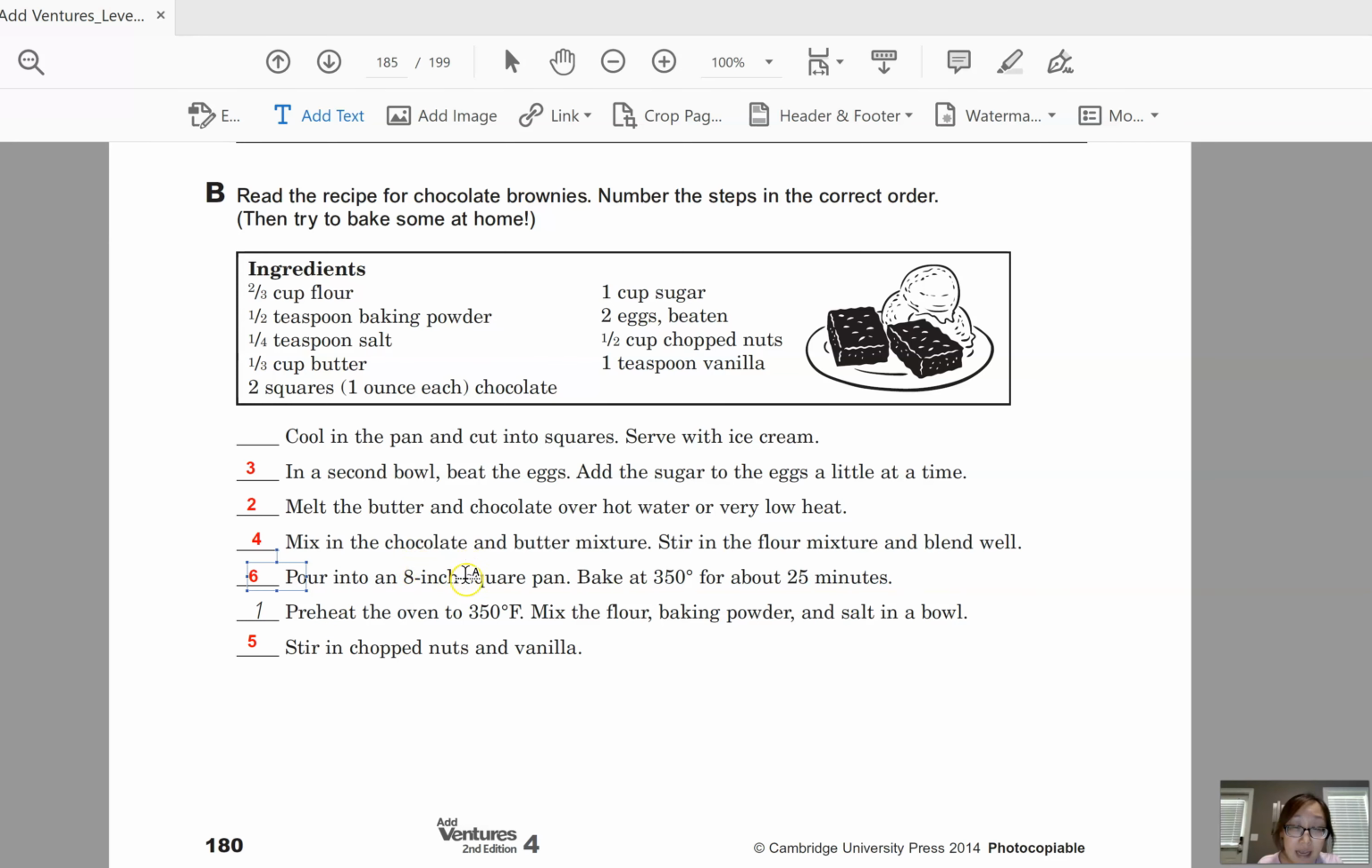Sometimes you might see 8 by 8, which is basically the same as 8-inch squared. So pour into an 8-inch square pan. Bake at 350 degrees for about 25 minutes. And sometimes you'll see extra instructions that show you how to determine if the brownies or cake are ready, but it might say insert a toothpick in the middle of the mixture to see if it comes out clean. So that's one way you can determine if it's ready.